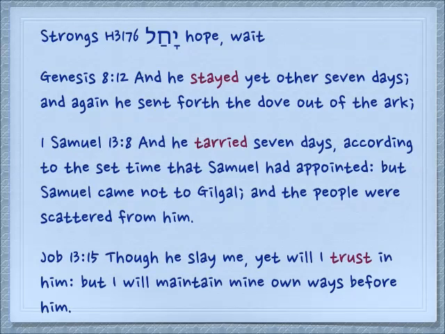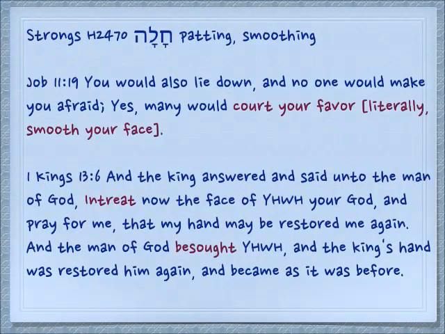Job 13:15, though he slay me, yet will I trust in him, but I will maintain mine own ways before him. I'm not really sure how this root is related to the idea of a hole or piercing. If you have any ideas, please let me know. And possibly related to the idea of waiting or trusting, we have this root, chala, also used to mean patting or smoothing.